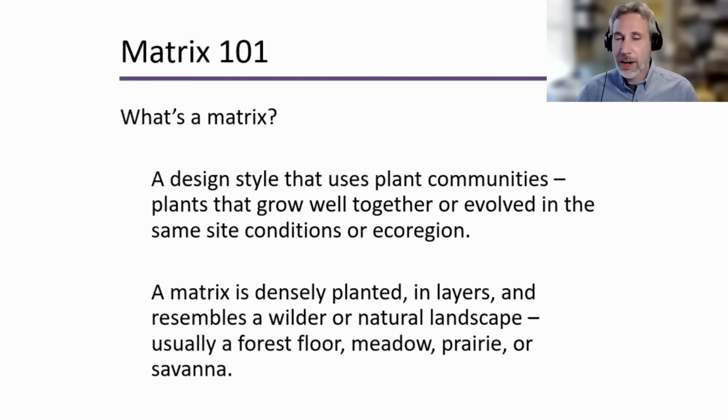Here we go. All right, what is a matrix? It is not a movie starring Keanu Reeves. Matrix is a design style that uses plant communities and plants that grow well together, or that evolved together naturally in their wild ecoregion ecosystem in the same site conditions. A matrix is densely planted in layers and resembles a wilder or natural landscape. Usually we see these in forest floors, prairies, meadows, savannas, lots of those good places.